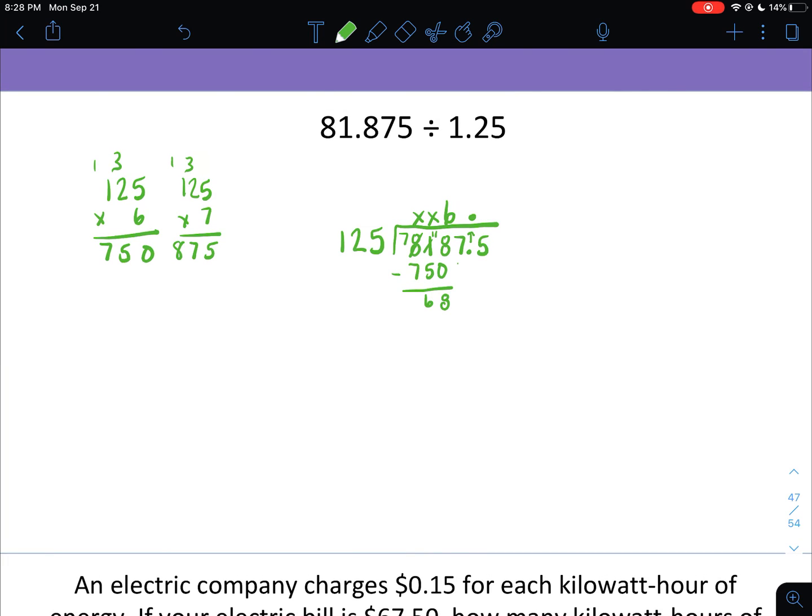11 minus 5 is 6. Okay, bring down your next digit. So how many times does 125 go into 687? It's got to be less than 6, so let's try 5. I hope you're trying these with me too. 5 times 5 is 25. 5 times 2 is 10, plus 2 is 12.